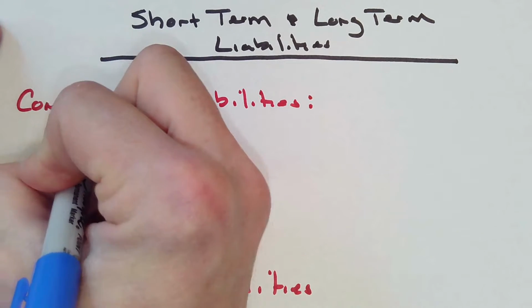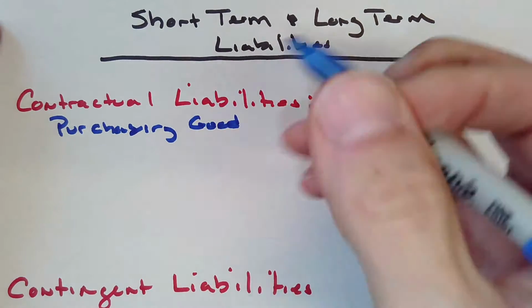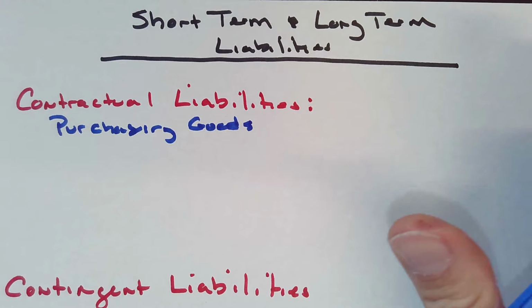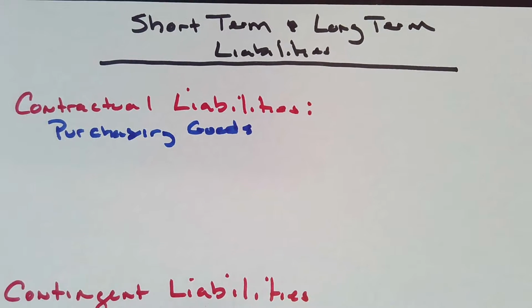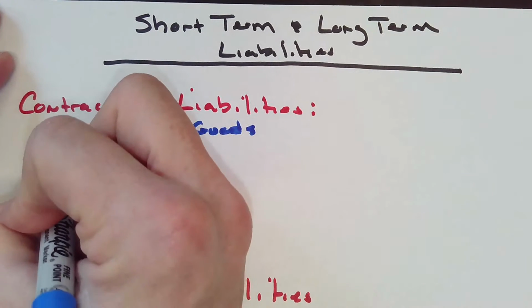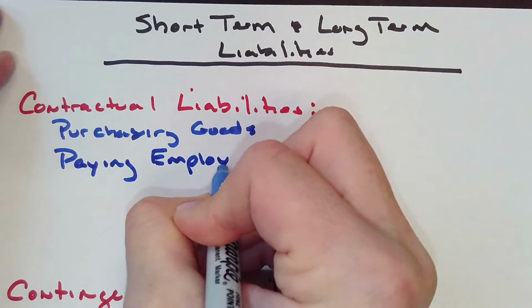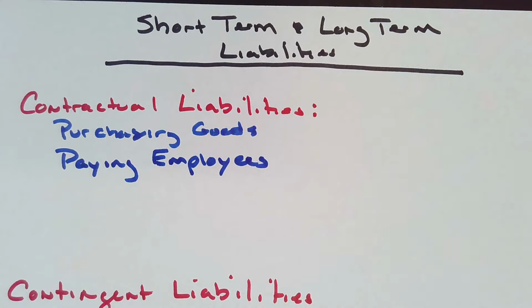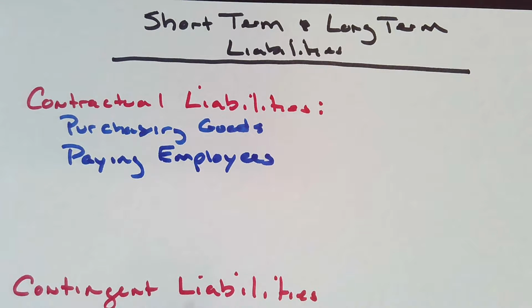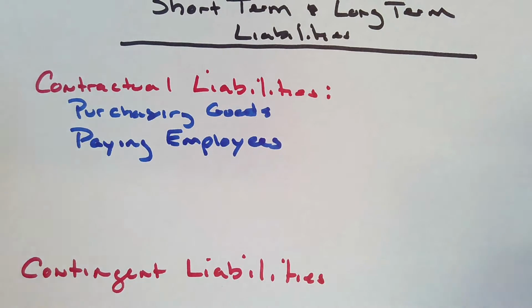Purchasing goods. There is a contractual liability when I sign a purchase order and someone's going to deliver me something, and in exchange, I have to pay them back. That is a contractual liability. Paying employees. We have a contractual liability. We have these employees. They've agreed to perform X hours of work, and in exchange, we've decided to pay them cash. And any other types of contracts we end up signing.